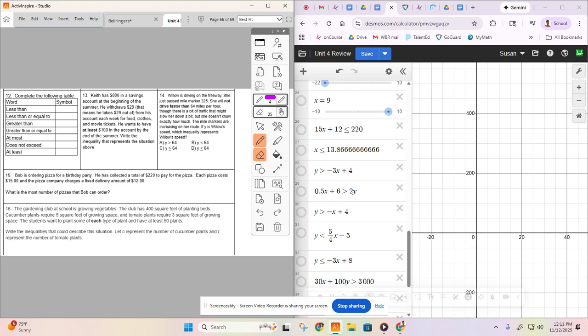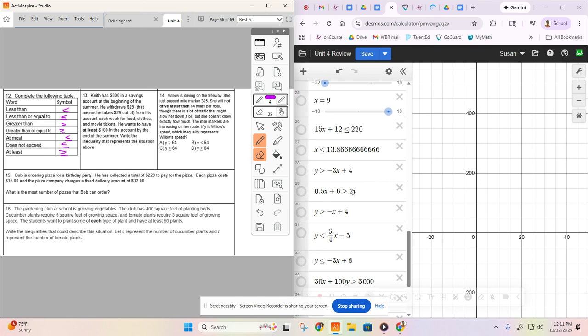All right, the words less than is this symbol. Less than or equal to is this one. Greater than or equal to. At most means it can be exactly that or less than. So it's less than or equal to. Does not exceed, meaning it can't go past that number and it can include that number. So that's also less than or equal to. At least means I want the number to be bigger or the same.